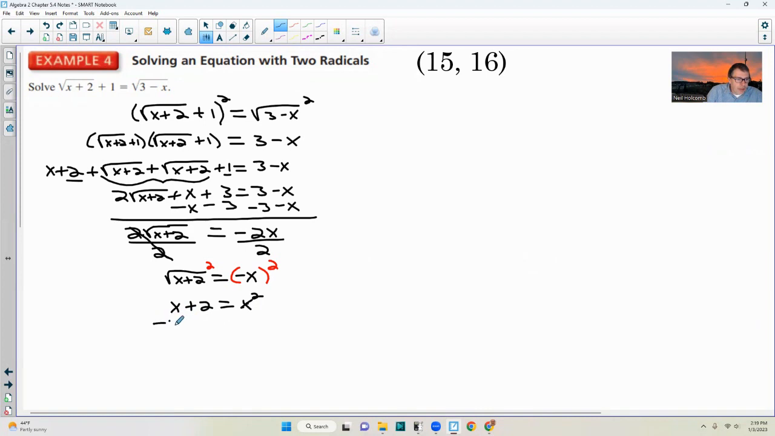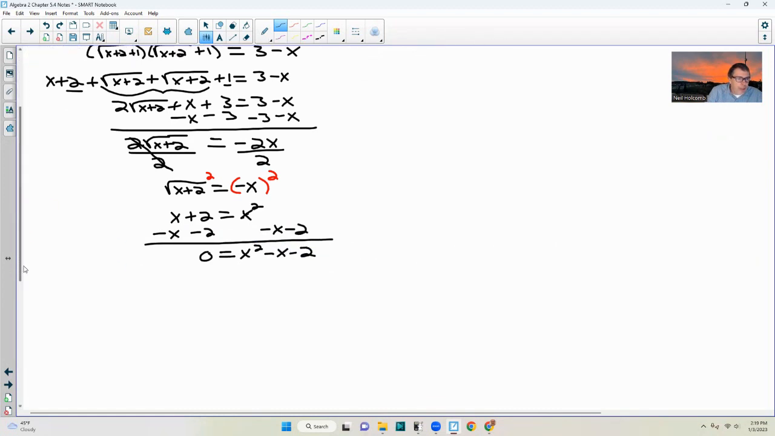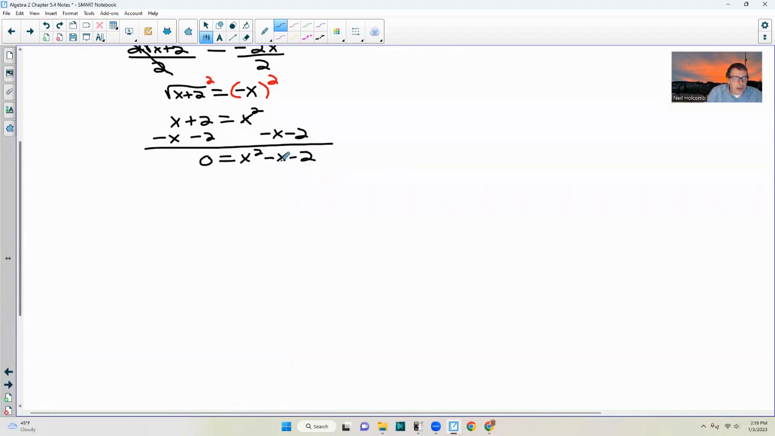So now that we have a quadratic, we need to set it equal to 0 to solve it. So I'm going to subtract x and subtract 2, subtract x, subtract 2, and this becomes 0, x squared minus x minus 2. Okay, so now we have a radical. Or yeah, I keep saying radical. Now we have a quadratic, and 1, 1, 2, there's no greatest common factor. So I'm going to try to factor it this way.